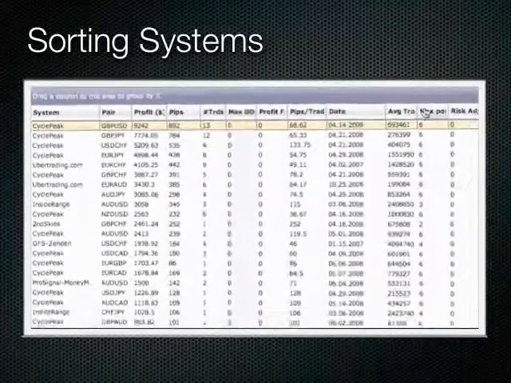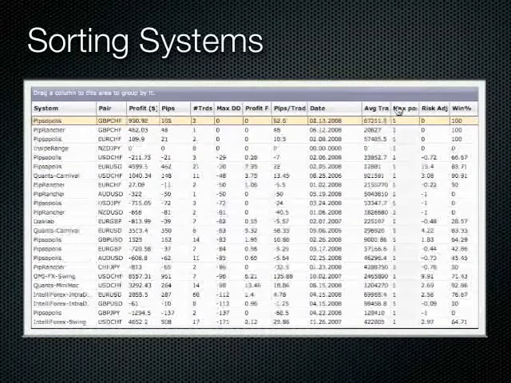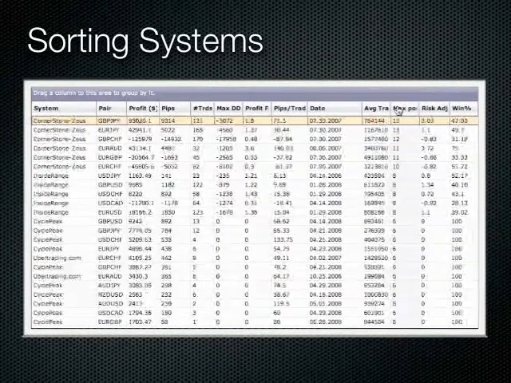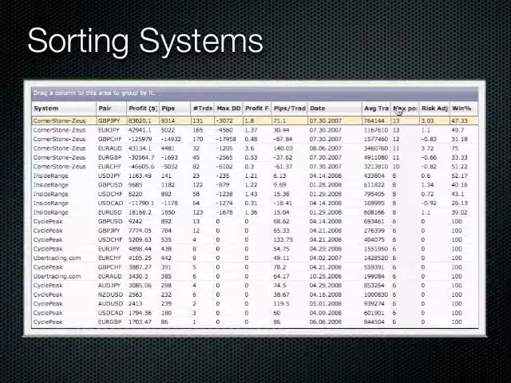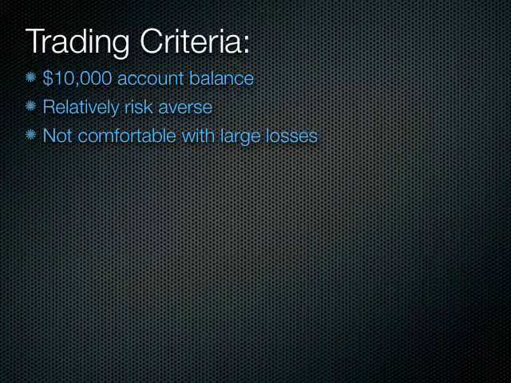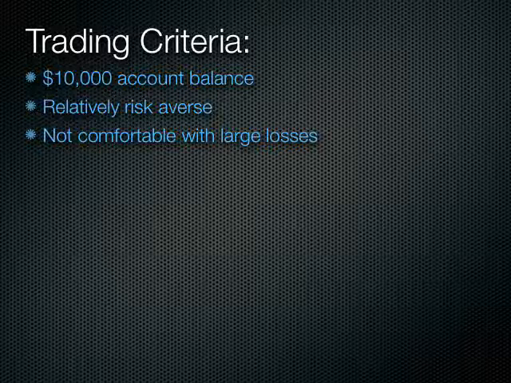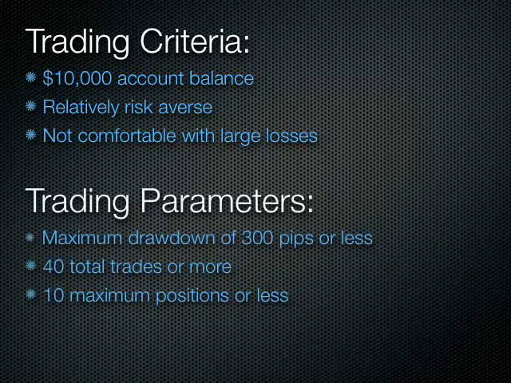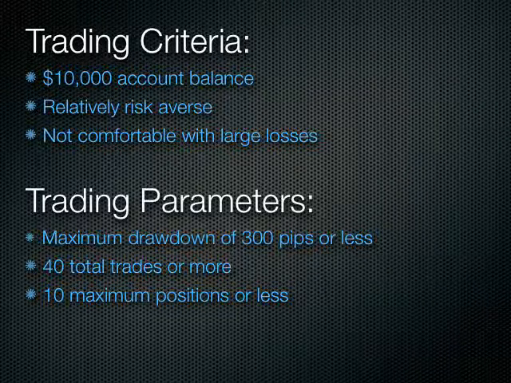Let's take a moment to talk about why sorting is important and how you can use it to your advantage when building a portfolio. To put this into practice, let's look at a hypothetical example together. Let's assume we have a smaller account balance of $10,000. Because of this, we are relatively risk-averse, and we are also not comfortable with holding on to large losses. With this in mind, we are only comfortable with a maximum drawdown of 300 pips, and we want to make sure that any system we consider has generated at least 40 trades or more.